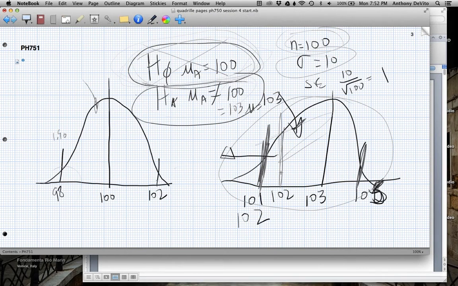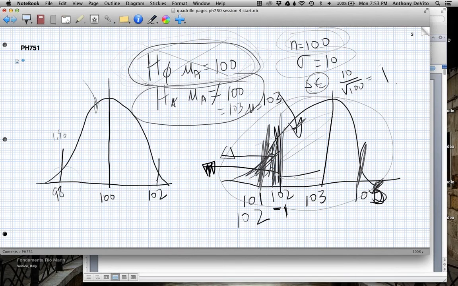What percentage of the time would I get a result less than 102? How would we figure that out? Well, we know the standard error is 1, right? So 102 minus 103 is negative 1, over the standard error of 1. What's the z-score here? It's negative 1. So what is the area here?